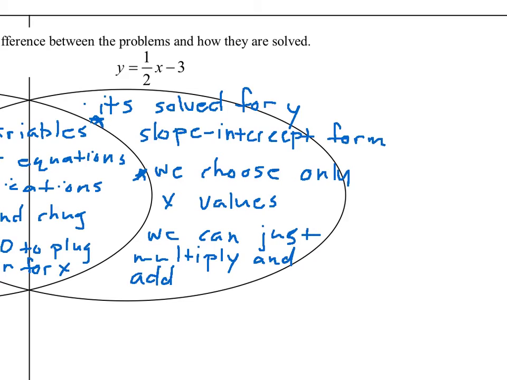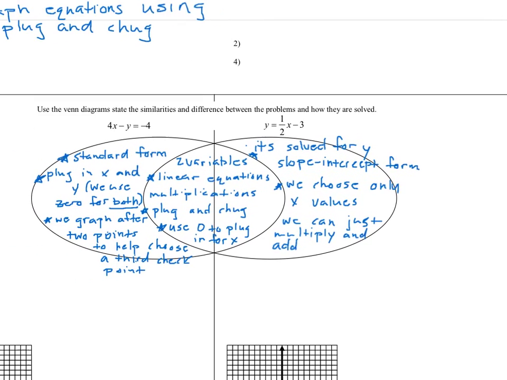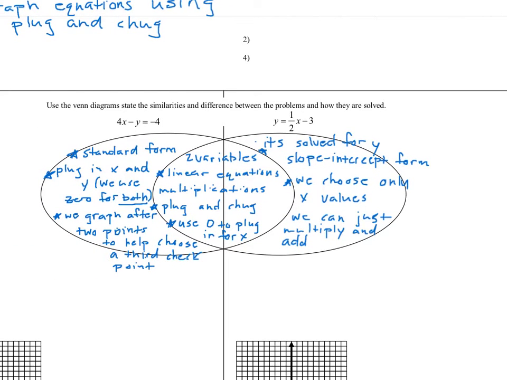So, when we look more globally at our Venn diagram, we should notice the big difference between these two things is how we choose our values. So for this one, we plug in x and y are both 0. For this one, we only choose x values. So we still plug and chug for both. The difference really is how we choose our values.